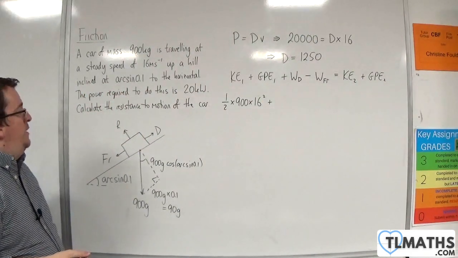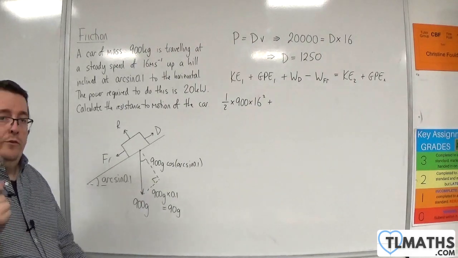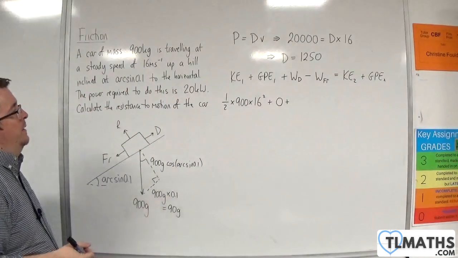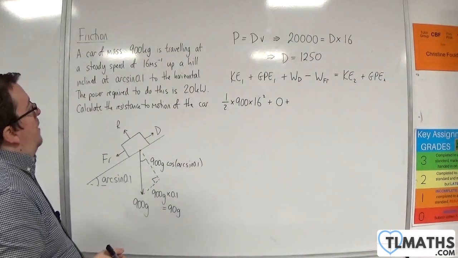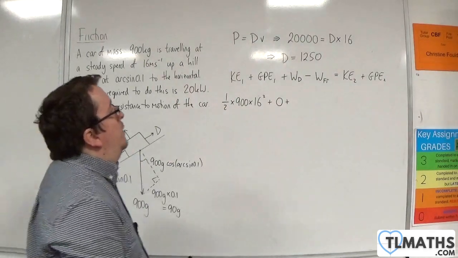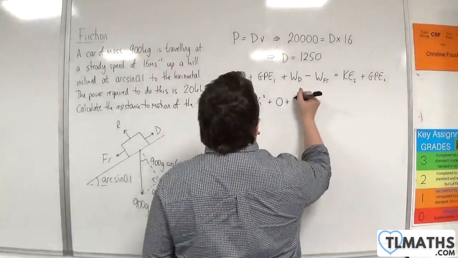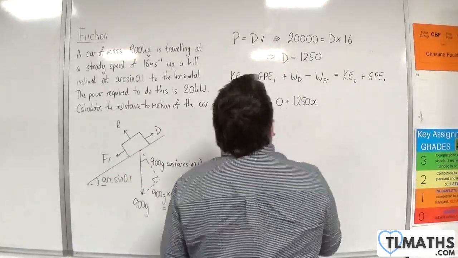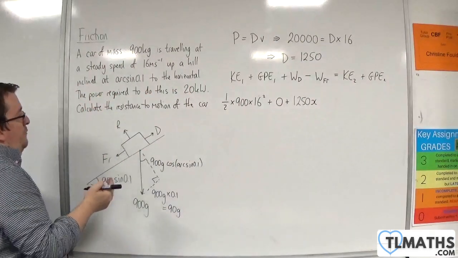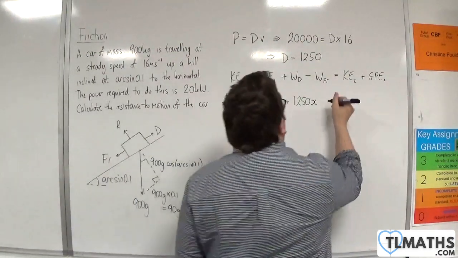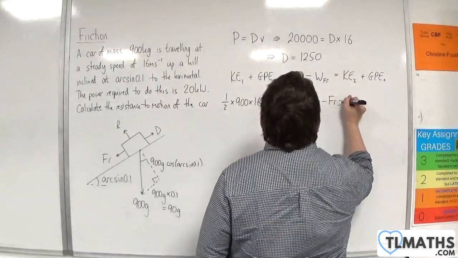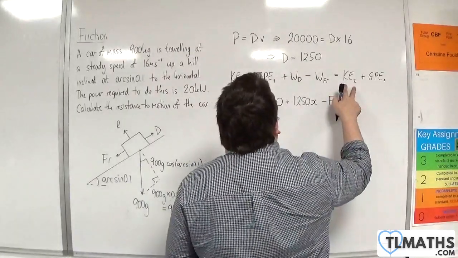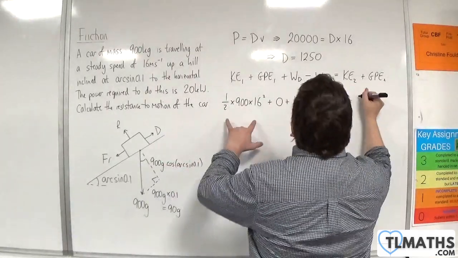The gravitational potential energy, so assuming at the start we're at 0, at the ground level, if you like, then we've got the work done by the driving force. So that will be the force times by the distance. We don't have the distance, so we'll call that x. Take away the work done by the friction, so that would be take away the friction times x, is going to be equal to the final kinetic energy, which hasn't changed because we're at a steady speed.